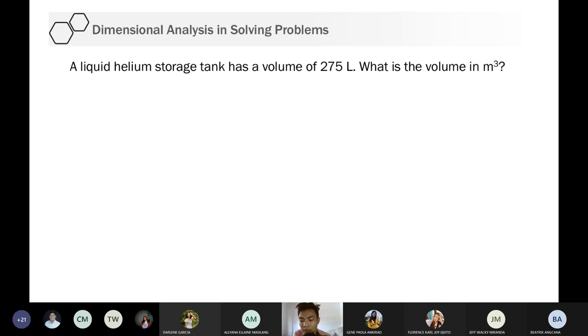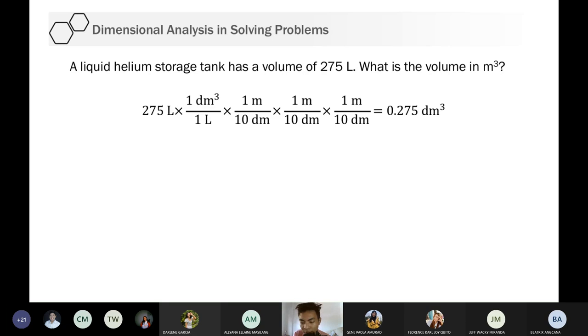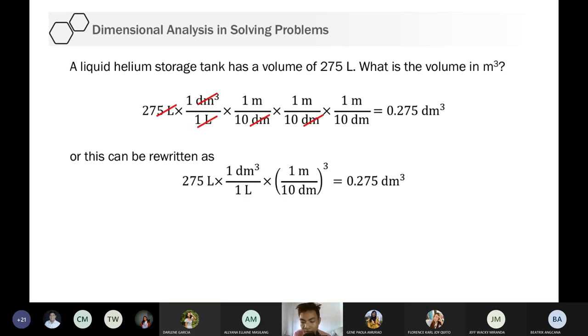For example, this one has 3 sig figs. So that means my final answer should be written in 3 significant figures as well. Okay, make sure that the units will cancel out. And the final answer must be written in accordance to how many sig figs there are in your given.